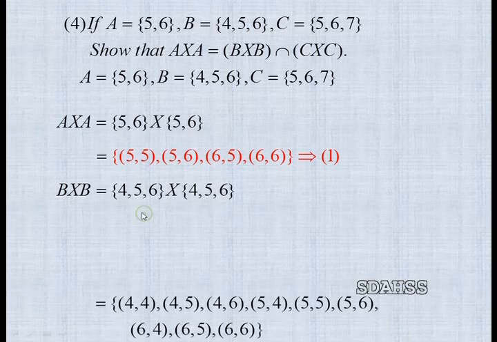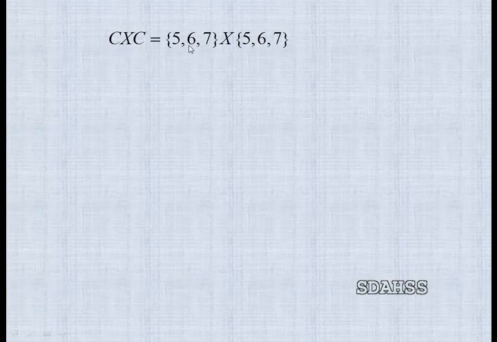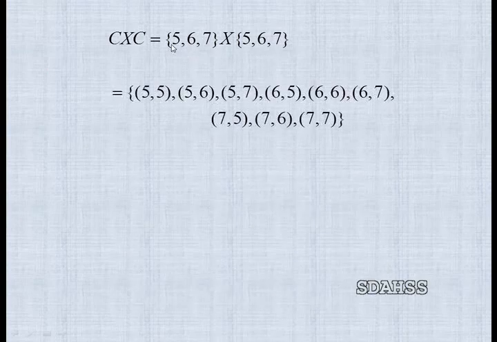So this can be written as (4,4), (4,5), (4,6), (5,4), (5,5), (5,6), (6,4), (6,5), (6,6). Then find C cross C. C cross C is equal to, here the set C is {5, 6, 7} cross {5, 6, 7}. So this can be written as (5,5), (5,6), (5,7), (6,5), (6,6), (6,7), (7,5), (7,6), (7,7).